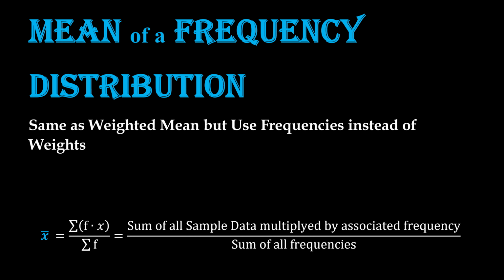We can also find the mean given a frequency distribution table. It uses the same method as finding the weighted mean. However, instead of weights, we use the frequencies.